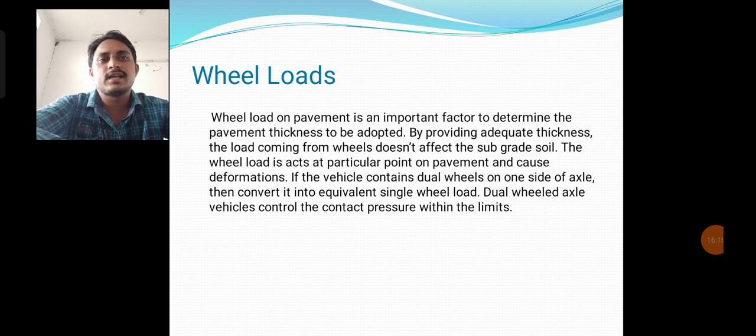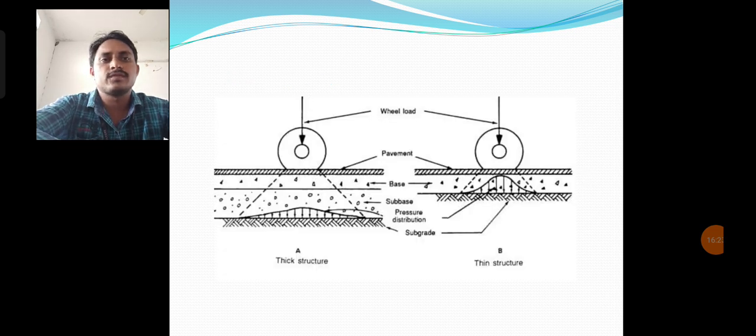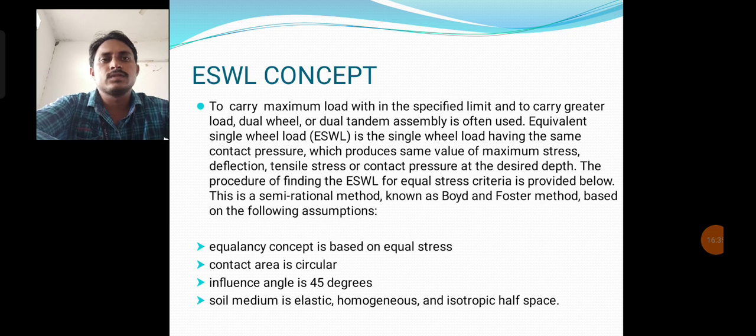Deformation. If the vehicle has multiple wheels, the load of one side of the axle is converted into an equivalent single wheel load. This is the diagram of a thick structure and a thin structure. These are the wheel loads and the pavement layers on which the wheel load is acting. This is the ESWL concept, which means one axle load is converted into an equivalent single wheel load.